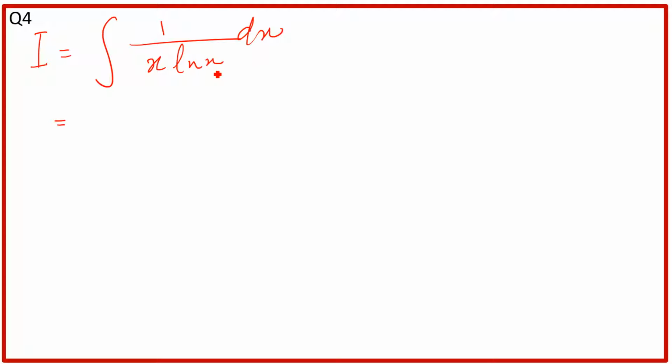Natural log of x is the function. Then we have to see whether the derivative is available or not. So for natural log of x, the derivative is 1 over x dx, which is available.